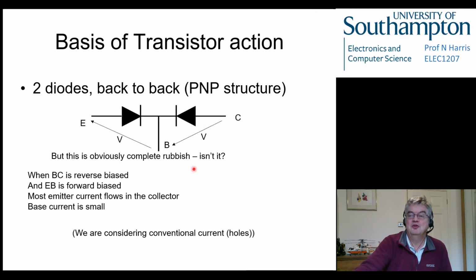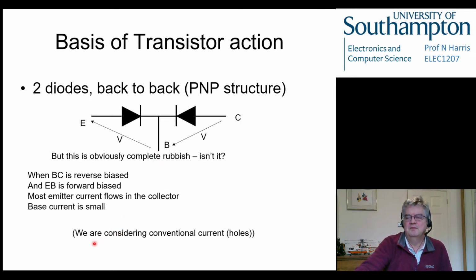Okay, so in formal terms then, when the base-collector junction BC is reverse biased, so there's a negative voltage on it, and the emitter-base is forward biased, most emitter current flows in the collector. So any current coming into here does actually flow out of the collector through this reverse biased diode. So we've got to look at this in a bit more detail to figure out what's going on here. And the base current is small as well.